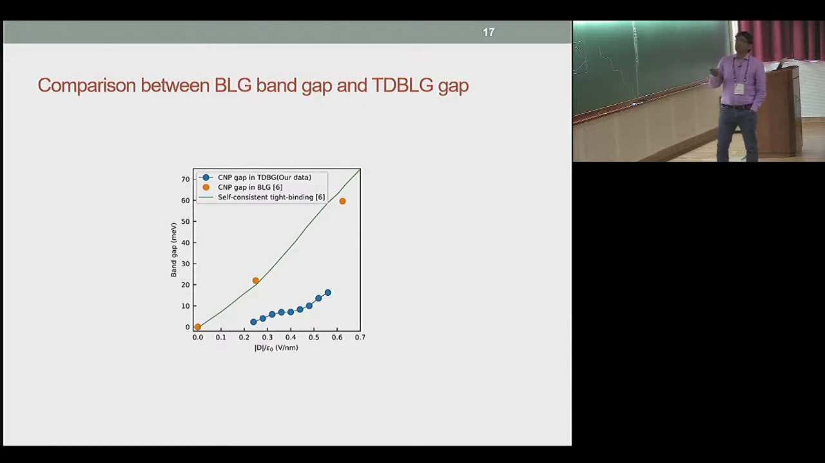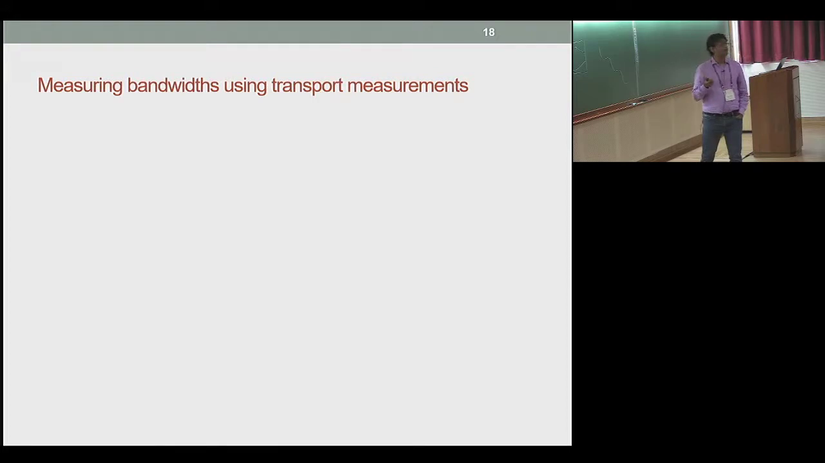Now, just to give you a comparison, these are the gaps that are measured at the charge neutrality point of this twisted bilayer system, the twisted double bilayer system that I just described to you. And this is the band gap evolution of the simple bilayer graphene as a function of electric field. So naturally, as one might expect, as you twist the two layers relative to each other, it changes the band gaps in a fundamental way.